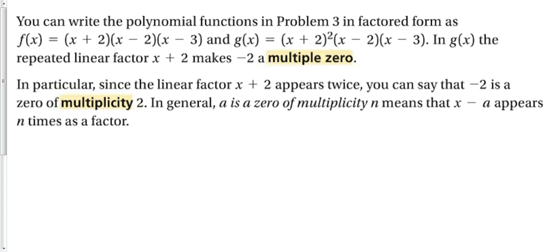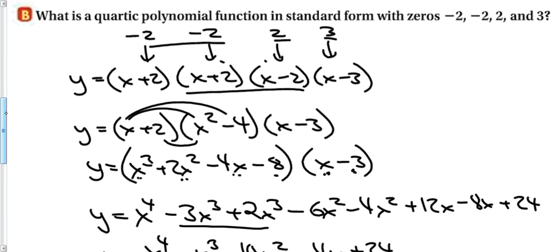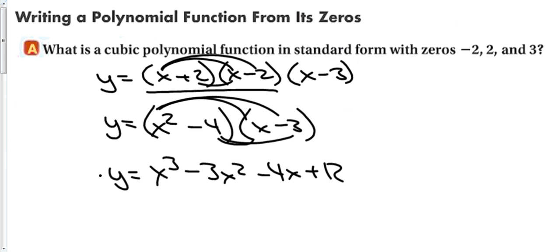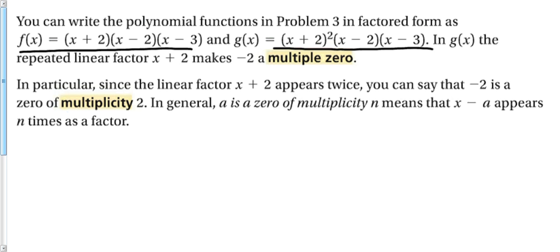So if we look at the factored forms, as in my first problem, x + 2, x - 2, x - 3, which we started with, and in my second problem, x + 2 squared, because it happens twice, in part B right here, x + 2 makes -2 a multiple 0. It happens more than once, okay? And we can see that this 0 happened twice. So that has a special name.